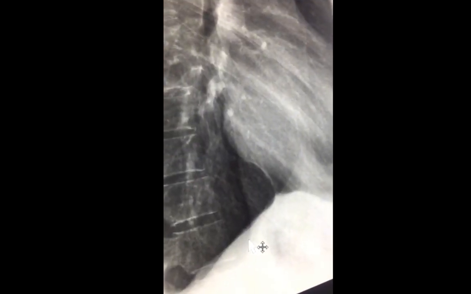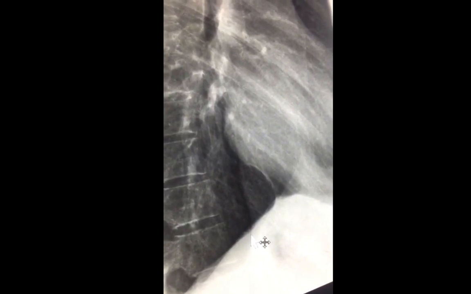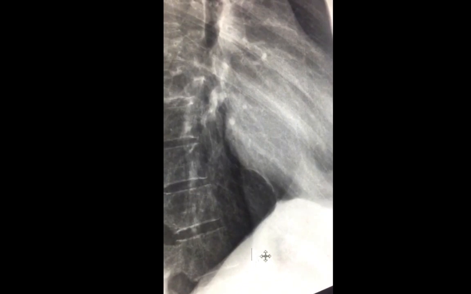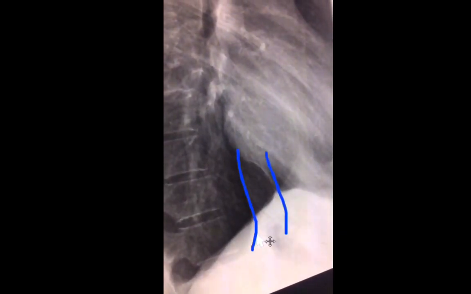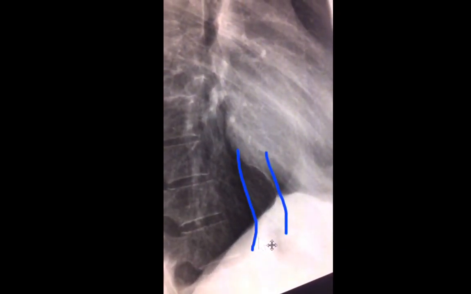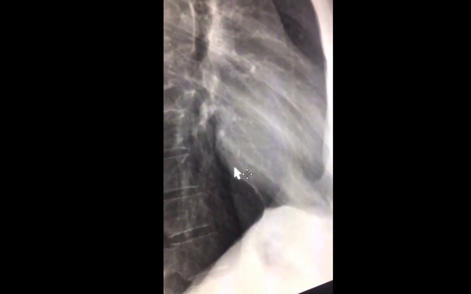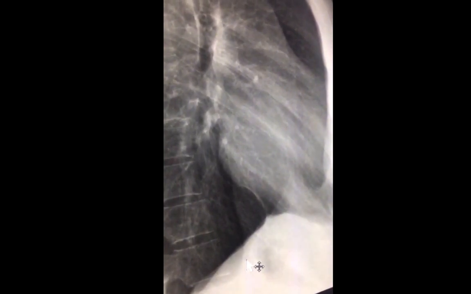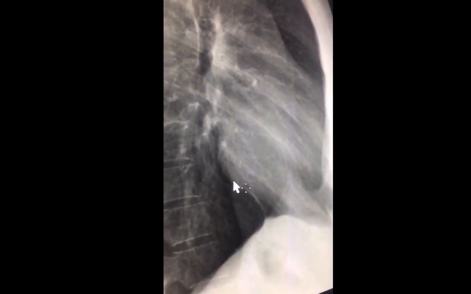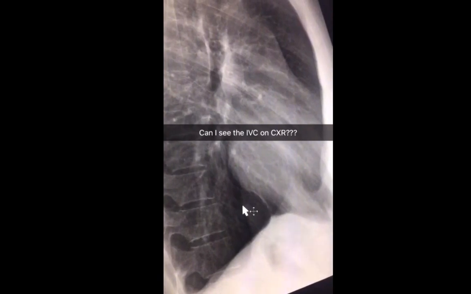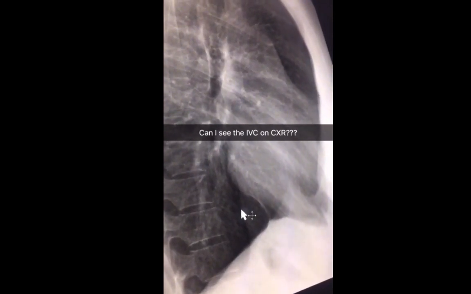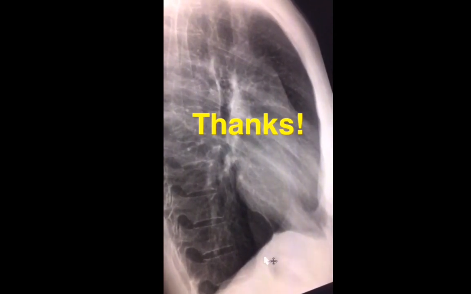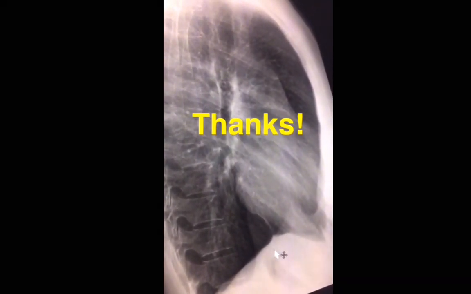Note how this structure extends from below the diaphragm and goes all the way up to the heart. So think about your normal anatomy. What's a structure that could do that? Thinking about it in that way, you probably have guessed it by now. This is the inferior vena cava ascending from the abdomen to reach the right atrium of the heart. And yes, you could see the IVC on a lateral radiograph. So this was a quick one, seeing a normal IVC on a lateral chest radiograph.